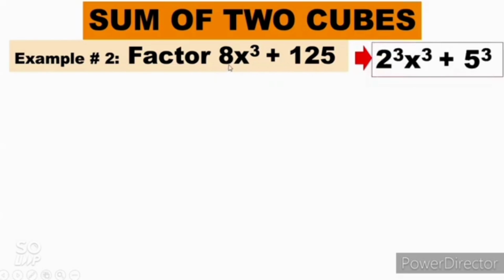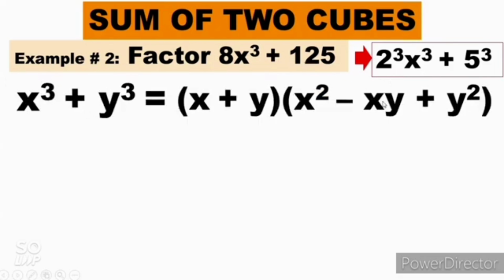Okay, next, express in exponential form. Okay, 8, it becomes 2 cubed. And then we have x cubed plus the exponential form of 125 is 5 cubed. Okay, same step pa rin. Gagamitin din natin yung pattern na ginamit natin doon sa example number 1, which is the sum of 2 cubes pattern. And then, rewrite natin yung exponential form.